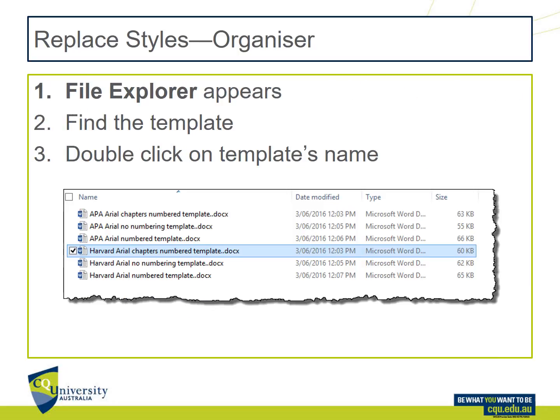After you've clicked on Open File, you'll be taken to File Explorer. You need to probably click several times until you find where you've actually saved the template that you want to use. This example on the slide here is not necessarily what yours will look like, but this happens to be the way it appears on my computer. So you can see that I have selected the template Harvard Aerial Chapters Numbered Template. However, you may want a different one. So you double click on that so that it can open and we can have a look and see what the styles are in there. Click now to go to the next slide.